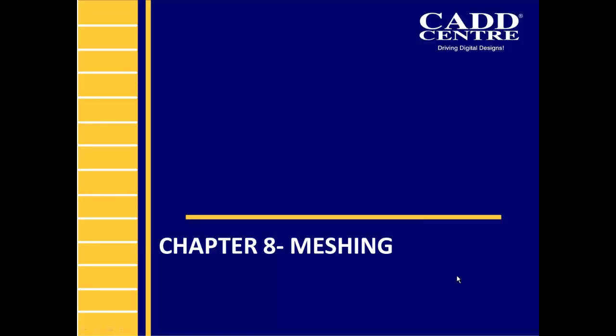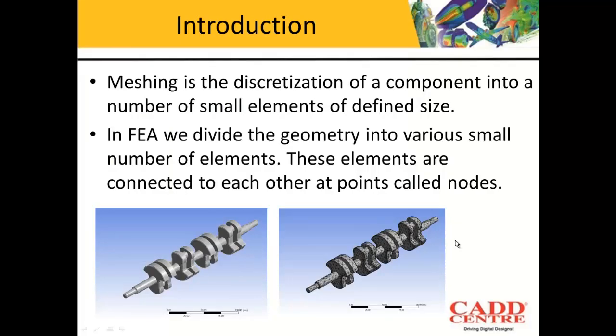Now let us discuss our next chapter, that is meshing. As discussed yesterday, meshing is the most important topic in FEA. Meshing is the discretization of a component into a number of elements of defined size. These elements can be of different types like 2D, 3D or 1D, and of different shapes like tetrahedral and hexahedral in 3D or triads and quads in 2D.